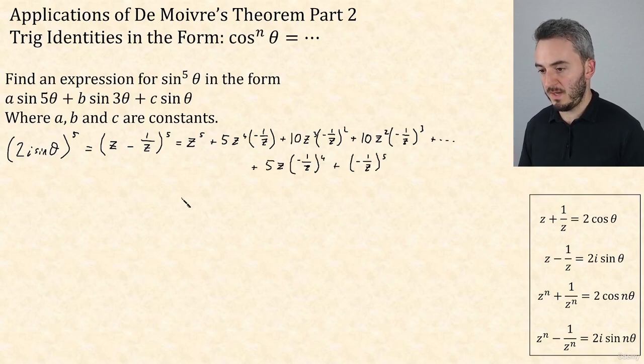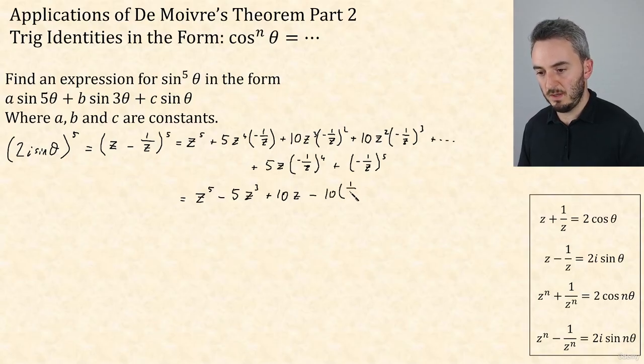Okay, so there's that expanded. Let's neaten it up now. So we've got z to the 5. Now, this is minus 5 z cubed. Then it's plus 10z. Then this one, we expand all of it, is minus 10 times 1 over z. Then it's plus 5 times 1 over z cubed. And then it's minus 1 over z to the 5.